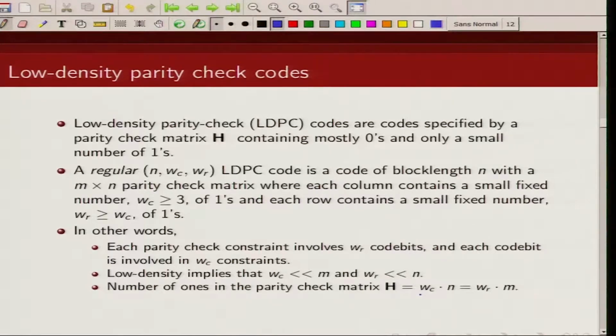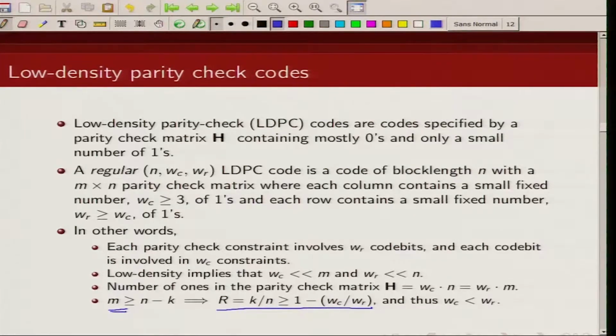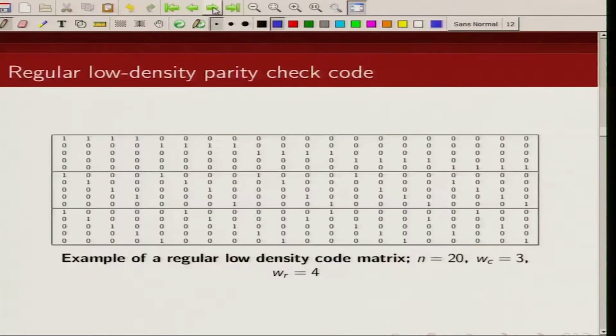Number of ones, we can count it column wise: there are n columns and there are WC ones in each column. That number should be equal to the number of rows multiplied by the number of ones in each row. And the number of parity check equations is at least equal to n minus k. So, the rate is at least 1 minus WC by WR. Sometimes we do have some redundant parity check equations in the LDPC parity check matrix.